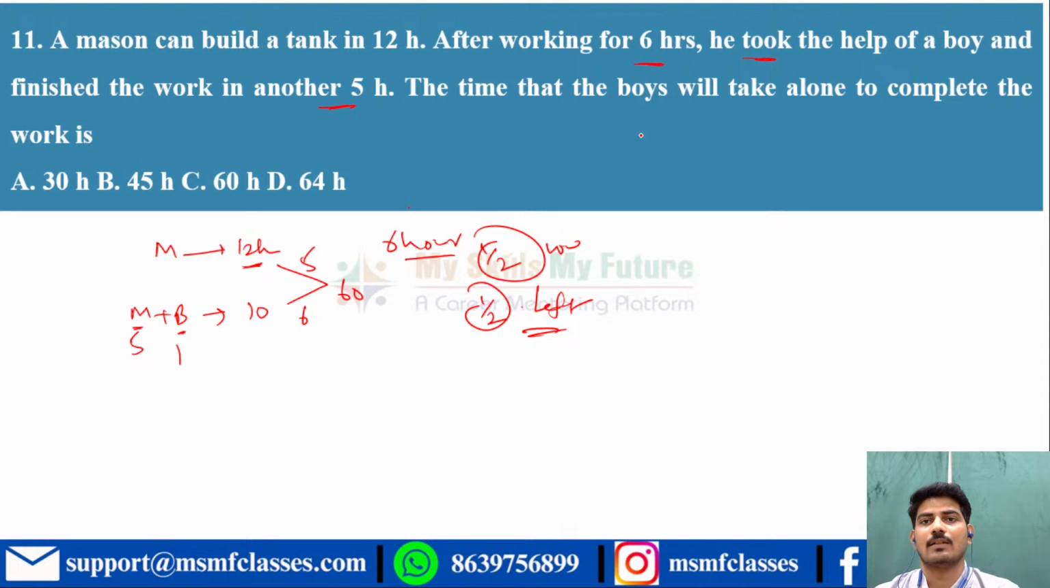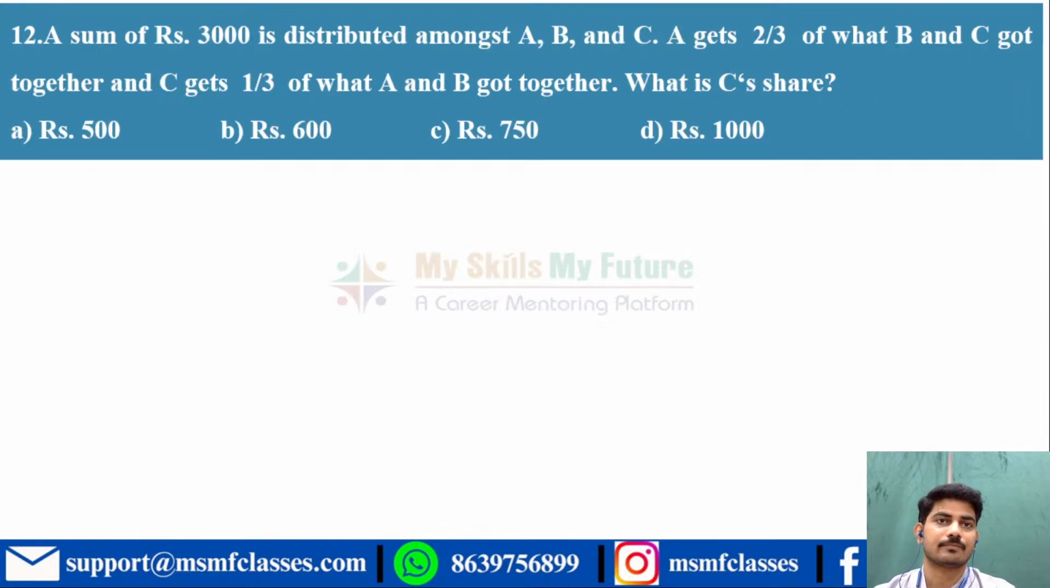What he asked in the question is, if the boy alone works, how much time will he take to complete the work? This will be the total work, 60, divided by 1, the efficiency of the boy. So he will take 60 hours to complete the work. Okay, Soumya has given the correct answer for the last question. The answer for this particular problem will be option C. Let us move to the next question.